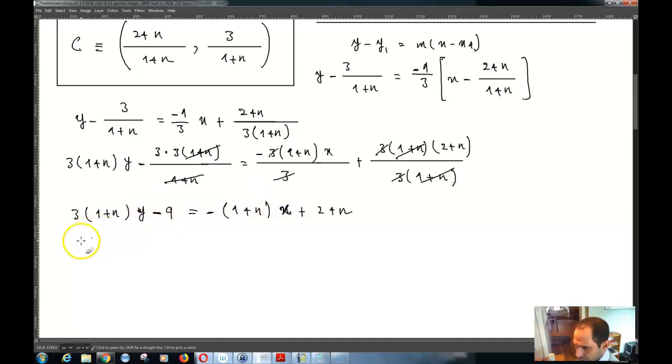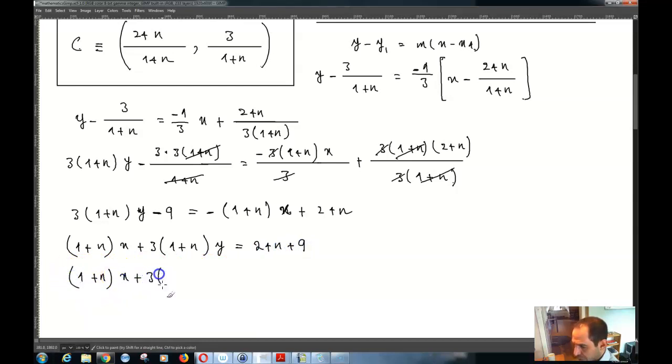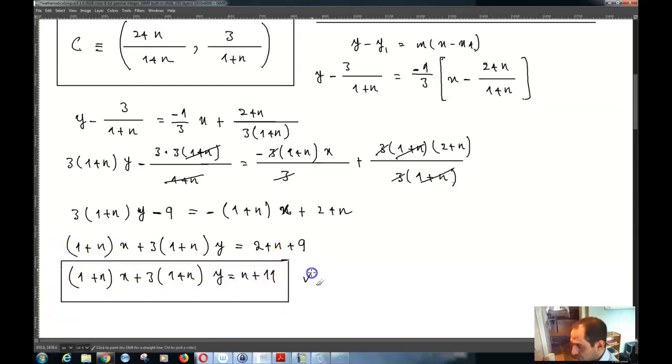So you have, I take this to the other side, I will get 1 plus n times x plus 3 times 1 plus n times y is equal to 2 plus n plus 9. So 1 plus n times x plus 3 times 1 plus n times y is equal to n plus 11, which is incidentally also actually the right answer.